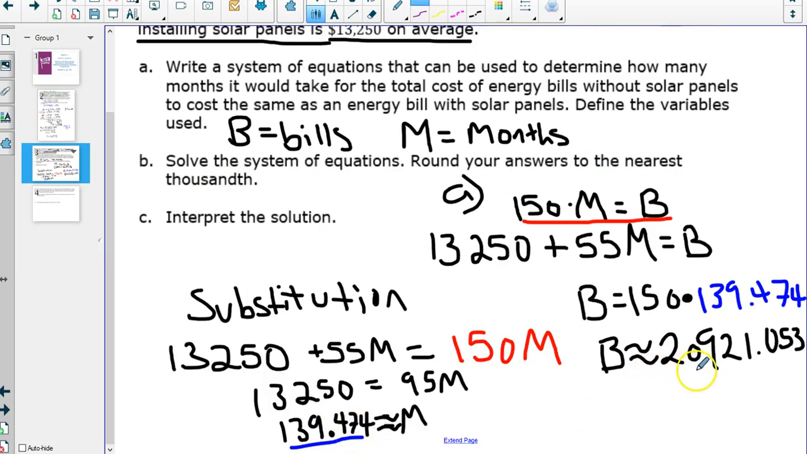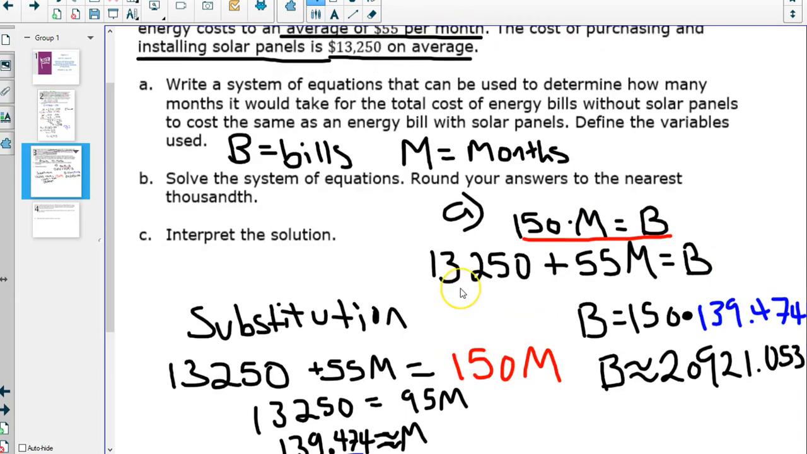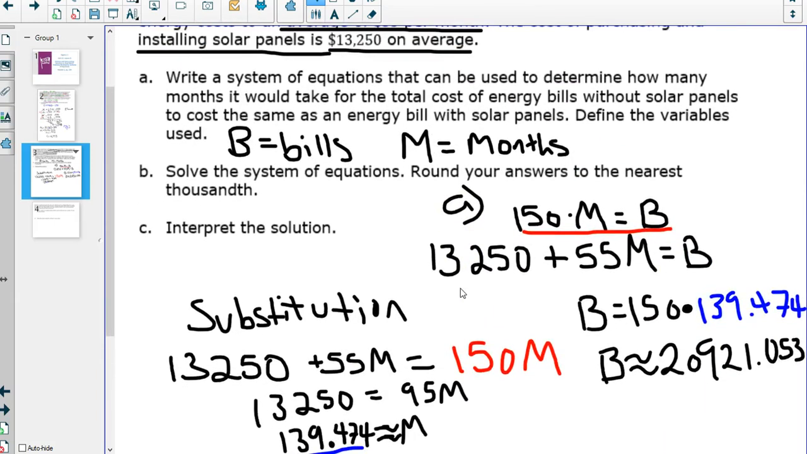And for our bill, it'd be about $20,921 with 0.053 cents. Now, if you're thinking about whether or not you want to buy solar panels, obviously it does take like 139 months, it's like 10 years to pay it off. If you're paying just the same amount as your energy bill, what you would have been paying anyways. But you gotta remember, energy prices will continue to go up with inflation too. So it's a bit of a trade-off.